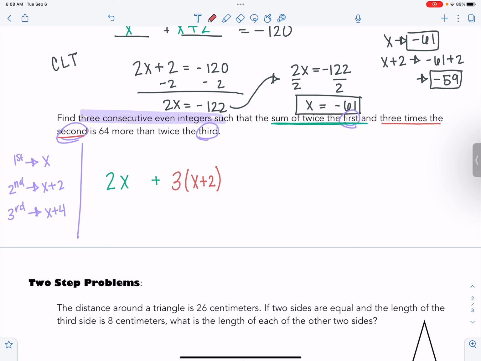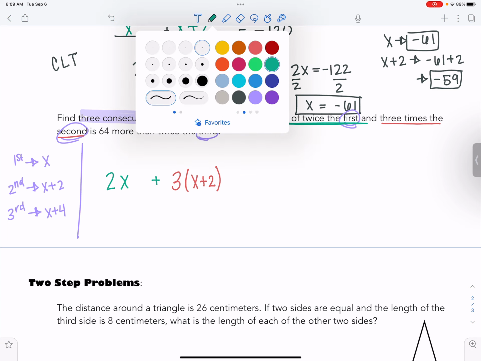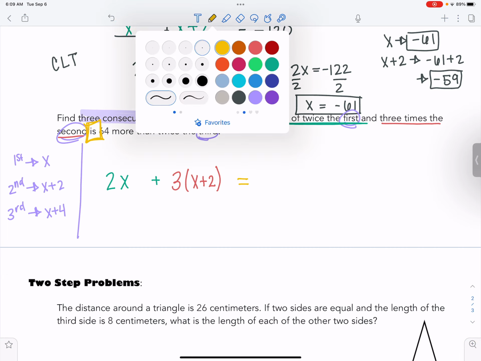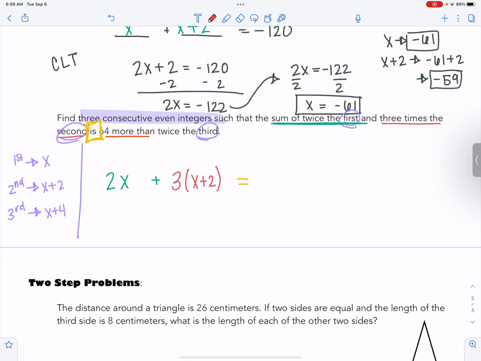Okay, so let's just recap. The sum of, so I added those two, twice the first, 2x, and 3 times the second. So 3 times x plus 2. I do need those parentheses because it's 3 times that whole thing, x plus 2, not just 3 times x. So if I didn't have the parentheses, it would just be 3x plus 2. That's why I do need those parentheses. And then it says is, which is my equal sign, is 64 more than twice the third. All right. 64 more than is going to be addition. Twice, we just saw that, is going to be 2 times the third, which is x plus 4.